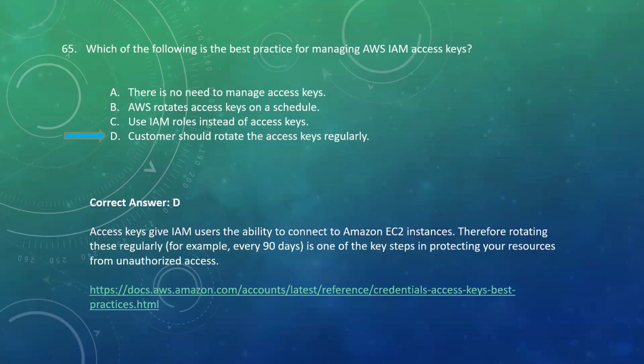Access keys give an IAM user the ability to connect to AWS resources. Therefore, rotating these keys regularly, for example every 90 days, is one of the key steps in protecting your resources from unauthorized access.